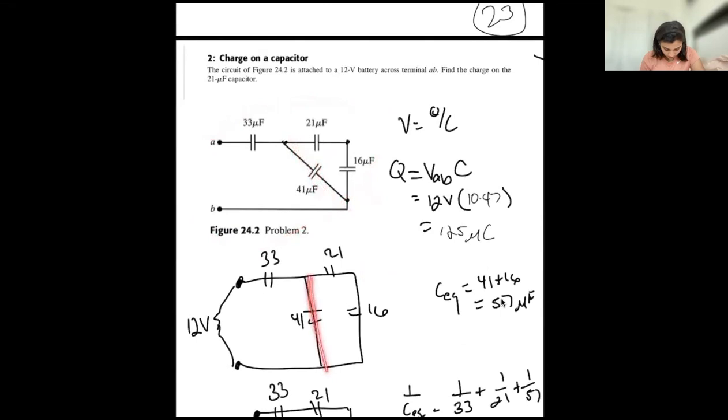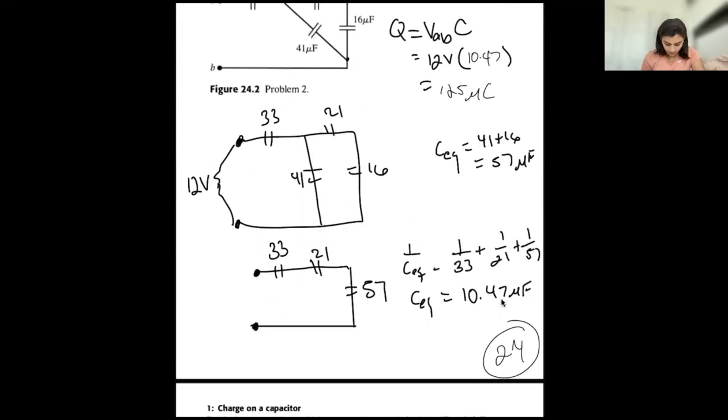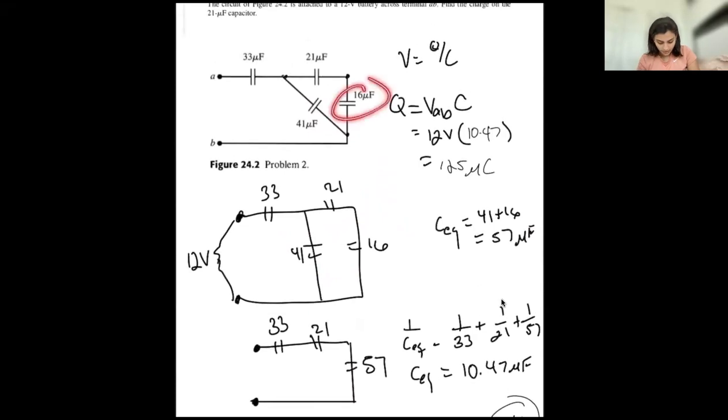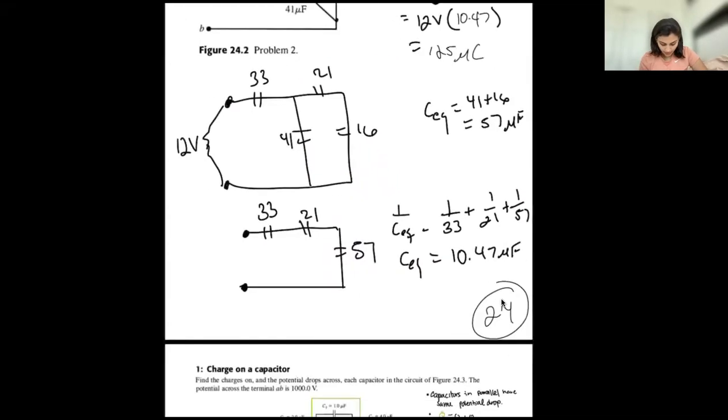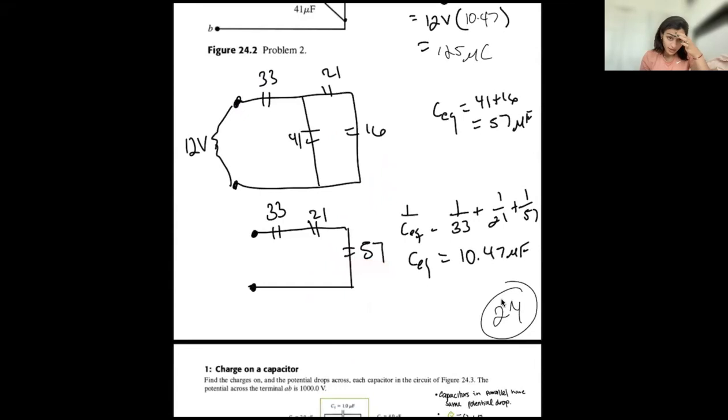So I redrew it like this, in which the 41 and this one, these two would be parallel capacitors. Then I redid this again with an equivalent capacitor. The equivalent capacitance of parallel capacitors is simply the sum of the capacitances. So if this is a capacitor of 16 and this is a 41, then it's 41 plus 16, and that's 57 microfarad. That would be my equivalent capacitor right here, and I've let this stay the same.